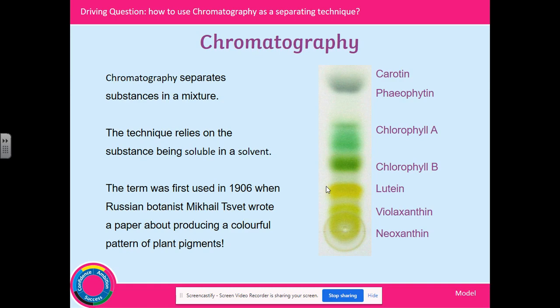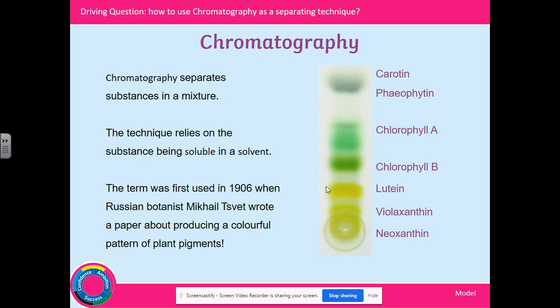Hope that makes sense. The term was first used in 1906 when the Russian botanist Mikhail Tswett wrote a paper about producing a colorful pattern of plant pigments. What you're seeing on the right of your screen is a substance that was taken from a plant, and they used chromatography to separate the different pigments that are found in that one solution or drop that they took from the plants.